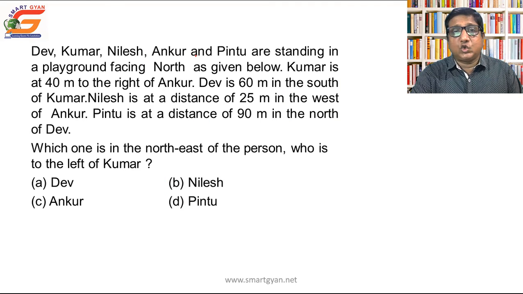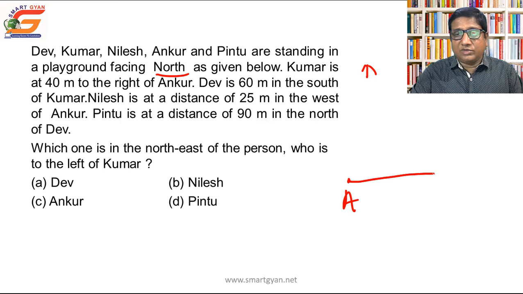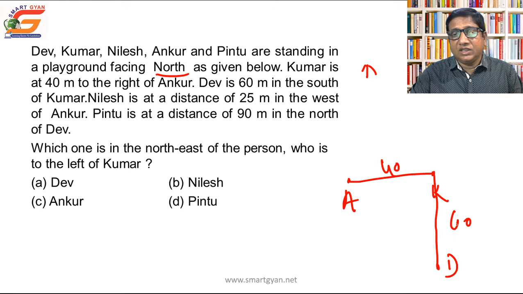Dev, Kumar, Nilesh, Ankur and Pintu are standing in a playground facing north. All are facing north, very important information. Kumar is 40 meters to the right of Ankur. Suppose Ankur is here, and then Kumar will be at this point and this distance is 40. Dev is 60 meters in the south of Kumar. So Dev is here and the distance between Kumar and Dev is 60.